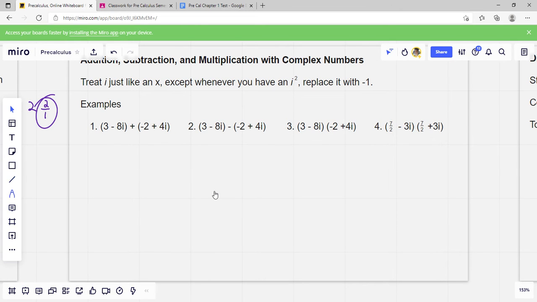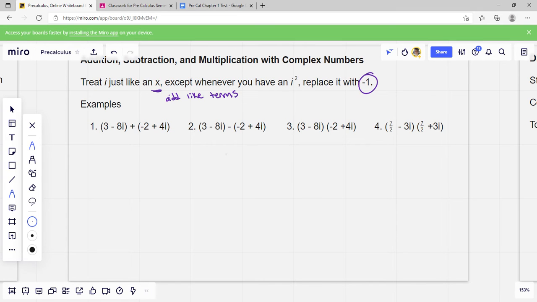Addition, subtraction, and multiplication with complex numbers. Treat i just like you would treat an x, except whenever you have an i squared, replace it with negative 1. Okay, super duper easy. Remember last year we just paired up all those i's and we turned them into negative 1s. So right here we've got to add, and when it says treat it like an x, that means you can only add or subtract like terms. So that means we can only add imaginary numbers to imaginary numbers, and non-imaginary real numbers to real numbers.